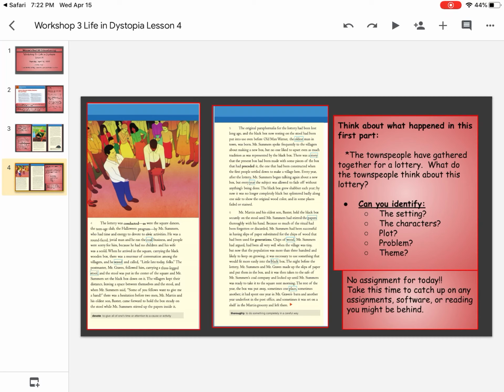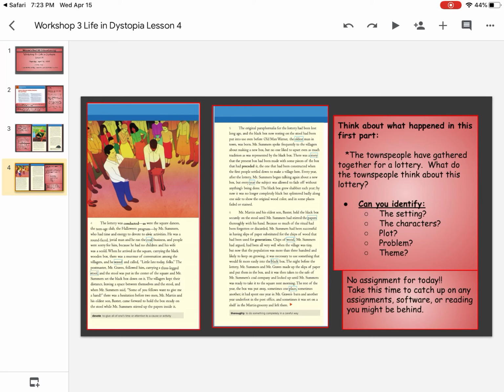Okay. Paragraph 4, we should be on page 136. The lottery was conducted, as were the square dances, the teenage club, the Halloween program, by Mr. Summers, who had time and energy to devote to civic activities. Now, devote means to give all their attention or time. He was a round-faced, jovial man, and he ran the coal business, and people were sorry for him because he had no children, and his wife was a scold.